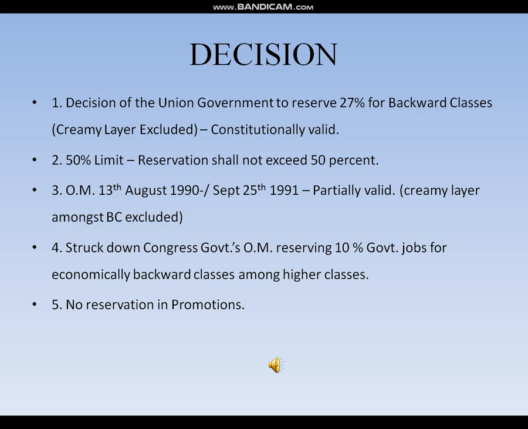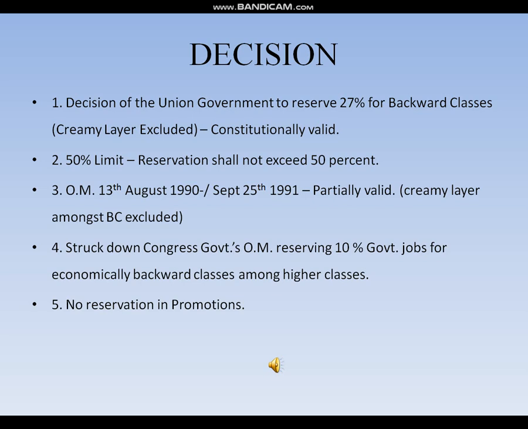this decision struck down the Congress government's office memorandum reserving 10% government jobs for economically backward classes among higher classes. If you remember, there were two additional changes made in the subsequent memorandum. One of the changes was that 10% reservation should be made to the economically backward classes among higher classes. That particular change in the office memorandum was struck out.